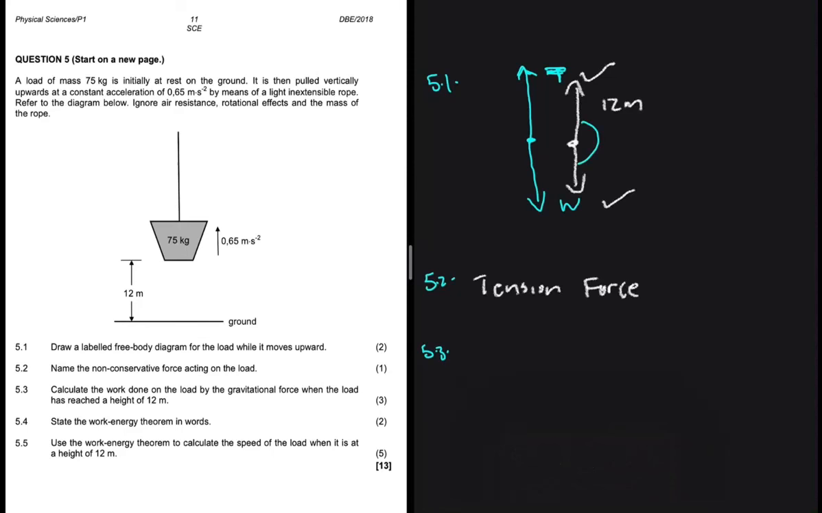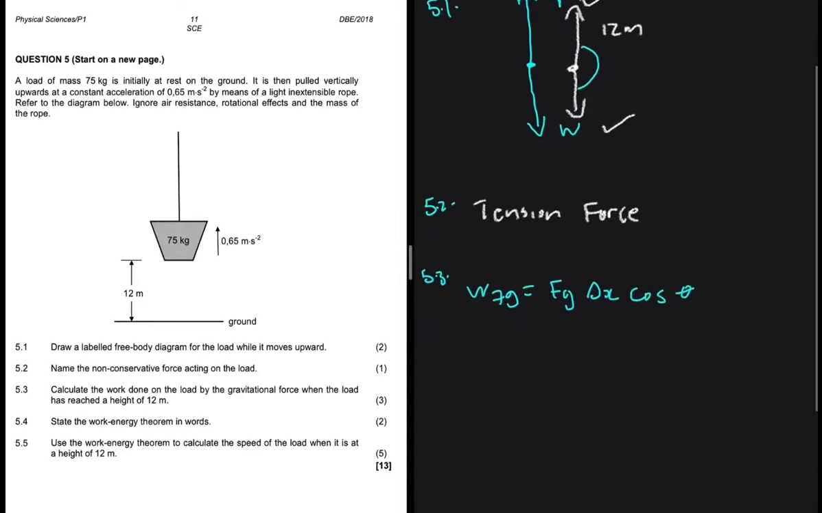I just wanted to make that clear before we do any other thing. So now we can go ahead and say that the work done by Fg is equal to Fg Δx cos θ, right? And this will be equal to, so what is Fg? We know fully well that Fg is the mass multiplied by gravity. So we're going to have 75 multiplied by 9.8, all right? And then now we're interested in the displacement, which we know fully well is 12 meters.